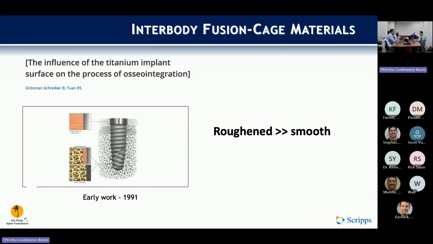And then just some general principles about these cages. This is a classic biomechanical study looking at the effect of smooth versus porous titanium with respect to osseous integration. This study showed that roughened or porous titanium surfaces led to better bone response compared to smooth ones. This was confirmed by in vitro studies and early 3D cage designs, reinforcing the importance of surface topography and porosity on implant biology.